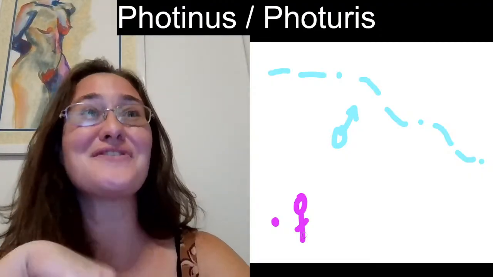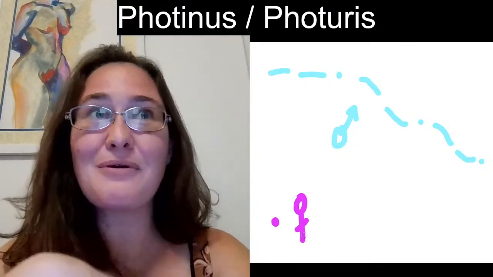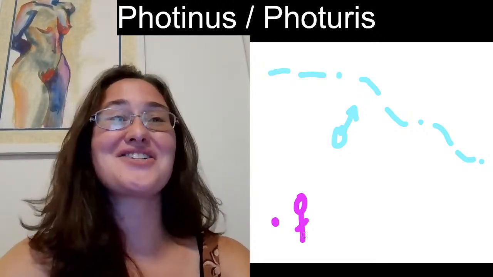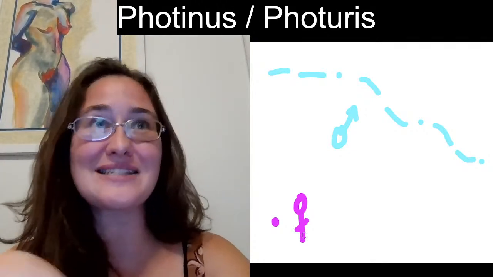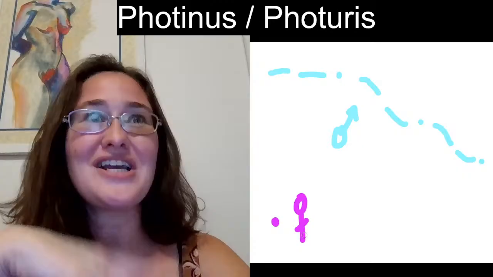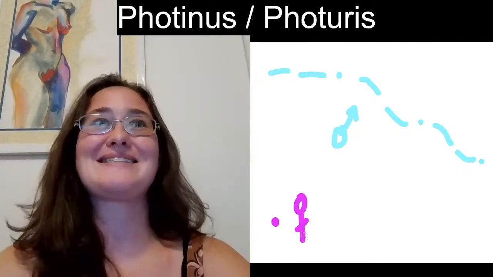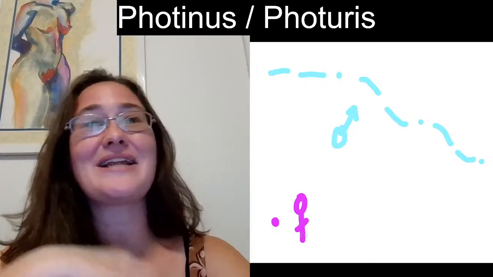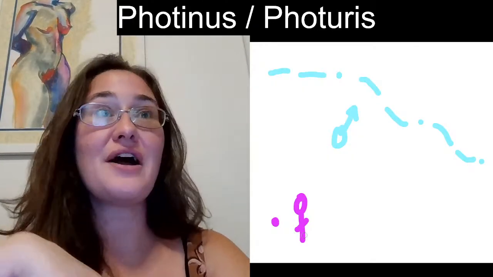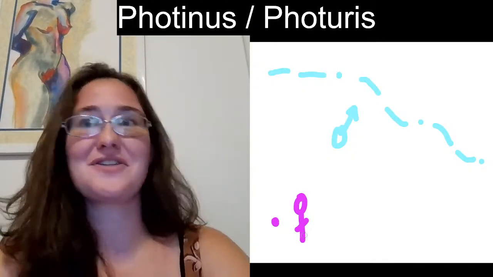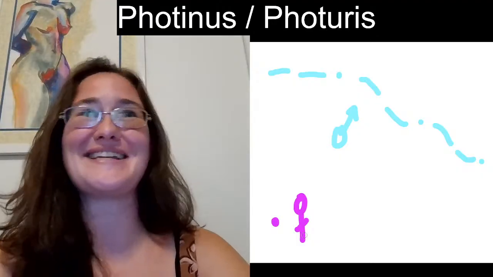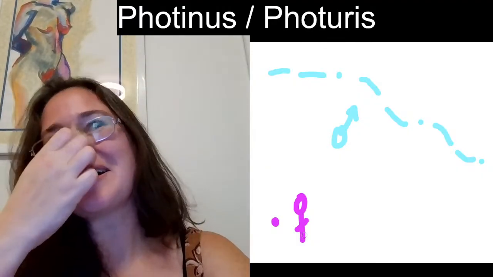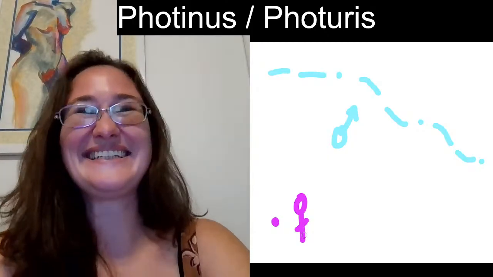Because if a Photurus female, the non-poisonous one, eats a poisonous male, she actually has the ability to collect those toxins within her body and she herself becomes poisonous. In that way, it helps protect her from birds and spiders and all of the predators. She becomes poisonous. It's great. So those are fireflies.